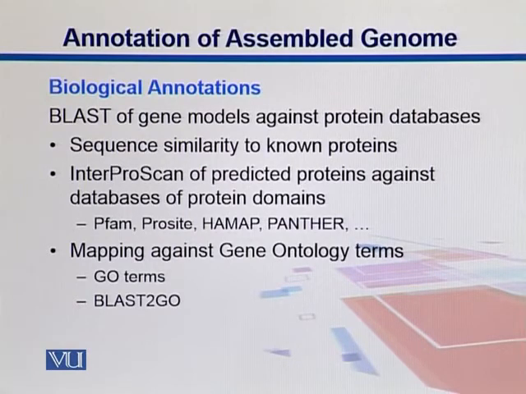We can also find out the gene ontology terms, which are called GO terms. One example is Blast2GO. There is software for this. In these gene ontology terms, we try to see what the functions of those genes are.